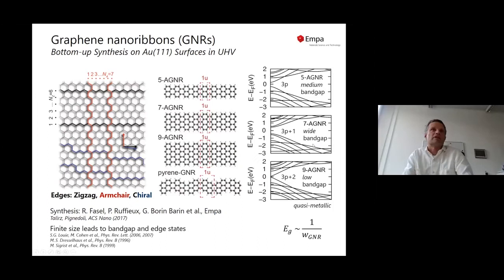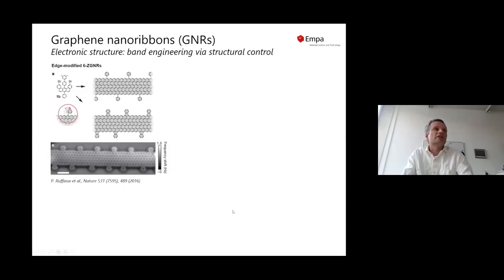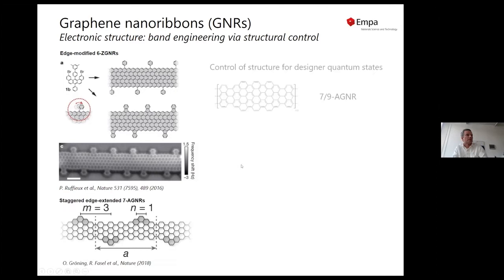And this is illustrated in these early papers by the group of Marvin Cohen and Steven Louie, for instance, where they calculated the different electronic structures of these objects here. So those systems provide a lot of possibilities to tune them. And it's really amazing what can be done. If I show you here this edge type of modification that people can do synthetically and get really regular systems. You see the STM images are quite impressive here. You can have staggered edge extended type of structures as well. So there's a lot of control that can be done synthetically.